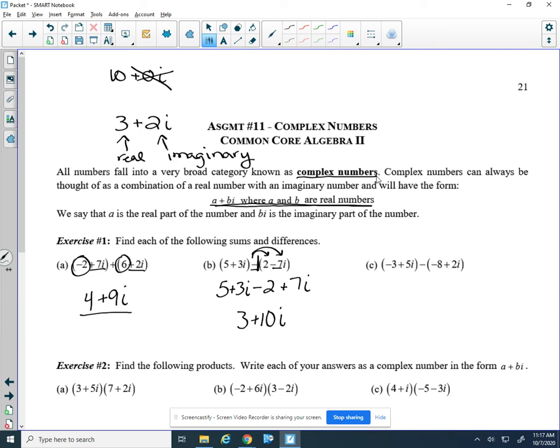So if you want to pause and try the next one, you can, and then come back and check it. So here we do have another one where I want to distribute the -1. So I have -3 plus 5i plus 8. -1 times -8 is positive, minus 2i. So my real components I add is 5, and then 5i minus 2i is 3i.